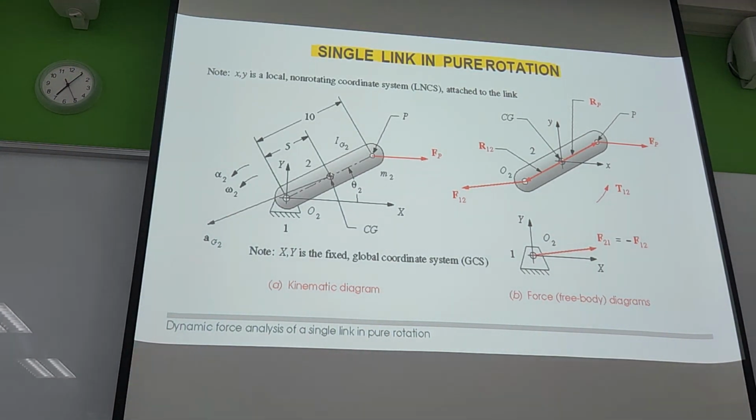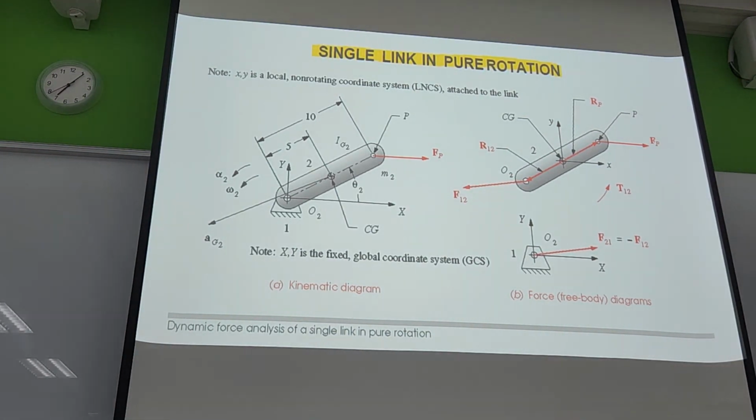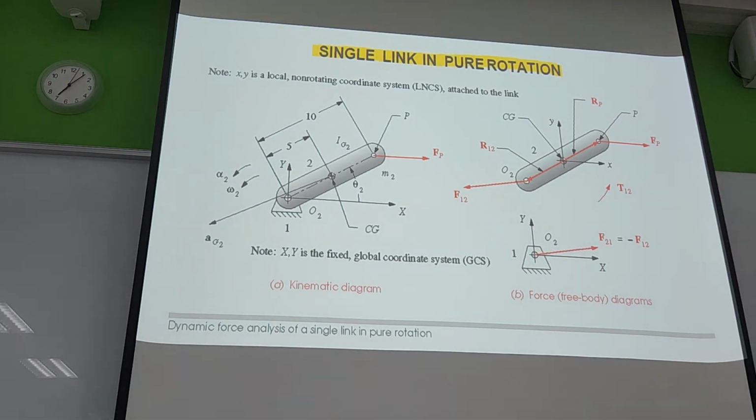Now we move on to link 2. Link 2 has a rotational force, a torque, which is the torque of 1 on 2. This torque arises because link 2 is connected with a pin to link 1 here. So there is a rotational torque T12, and then there is a force F12 here. F21 is equivalent to negative F12, so these two forces are equal and opposite.